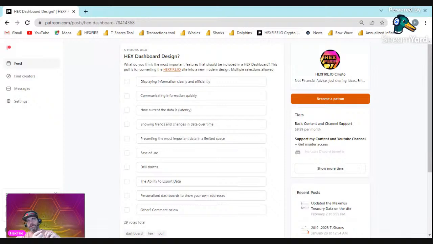One of the other things is that the current Hexfire that I have is about a four hour refresh. So every 4 hours it refreshes. But in the new one, it's going every hour, and sometimes sooner than that. Then trends and changes, space type stuff, where you want to see a lot of stuff crammed into one space. Ease of use, drill downs. Ability to export data. That's the big one that I'm trying to get to.